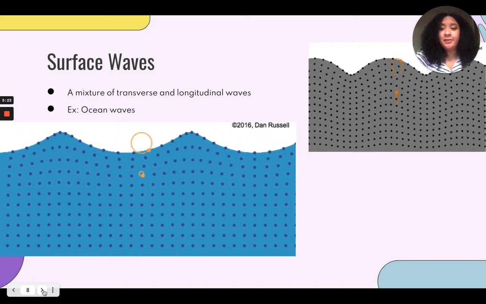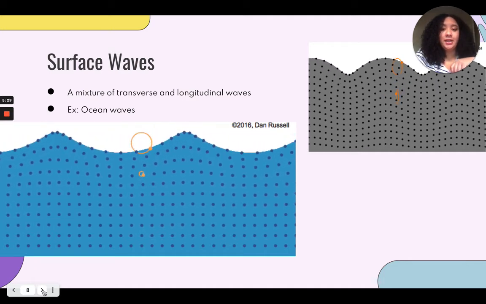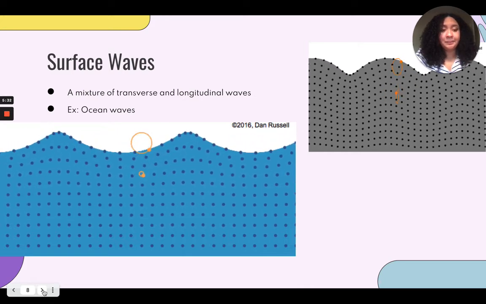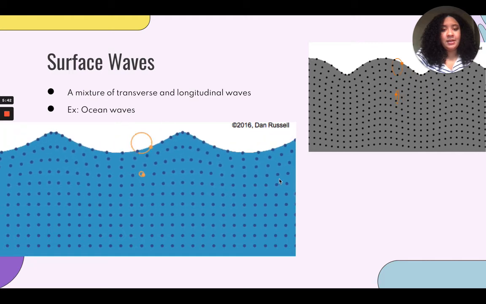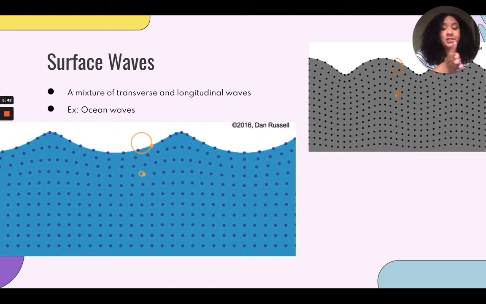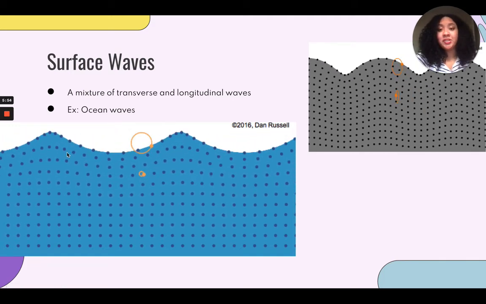Next is surface waves. That's a mixture of both transverse waves, the ones that move opposite from each other, and longitudinal waves. So it's both at the same time. We see the transverse wave pretty easily, right? But you could also see that the particles are coming together and then going back to normal. So they're compressing and retracting, but they're also pushed away from the source of motion. So they're a mixture of both. An example of this is an ocean wave.